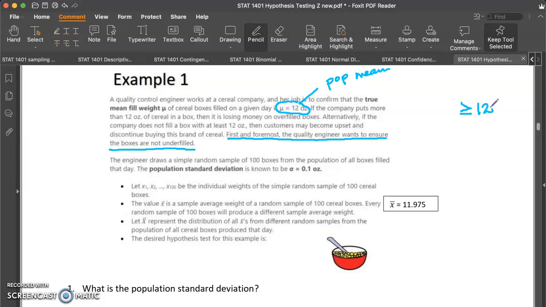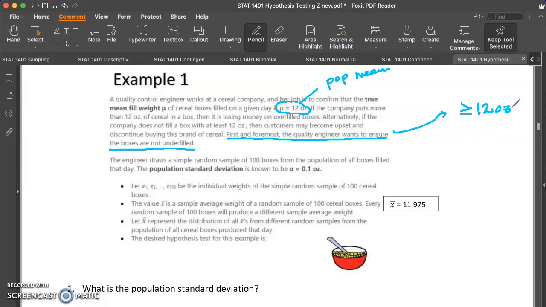So you're going to pick out a sentence in the problems that lets you kind of know what you're looking for. So that is why it says not underfilled. Underfilled would be less than 12. So at least filled or overfilled would be greater than or equal to 12 ounces. So you just want to pick that out every time in your problem, because that's what my whole problem is going to be about. And then again, pick out your population mean.